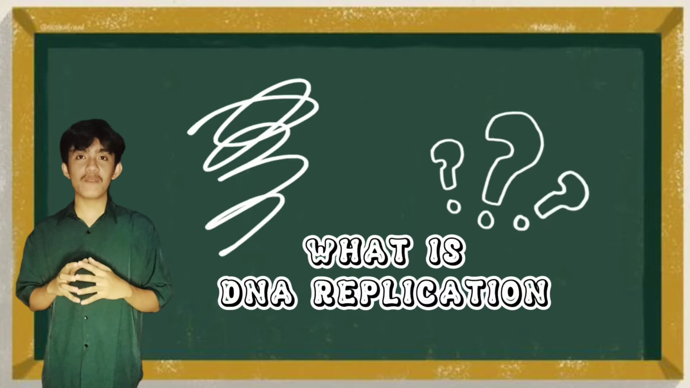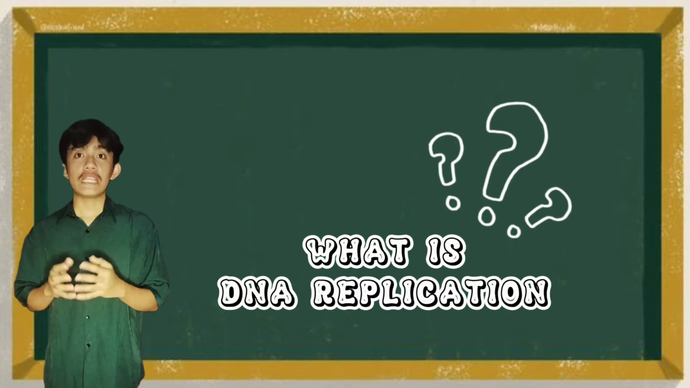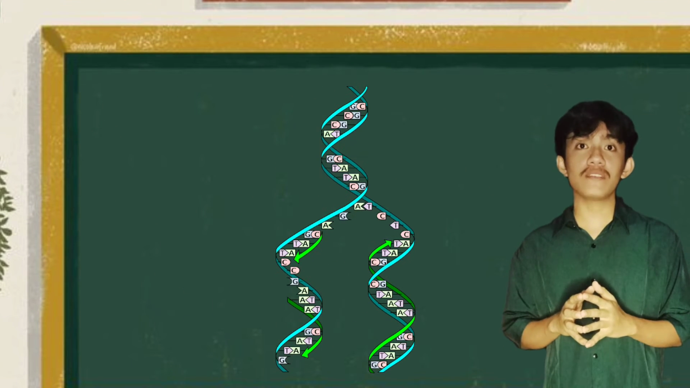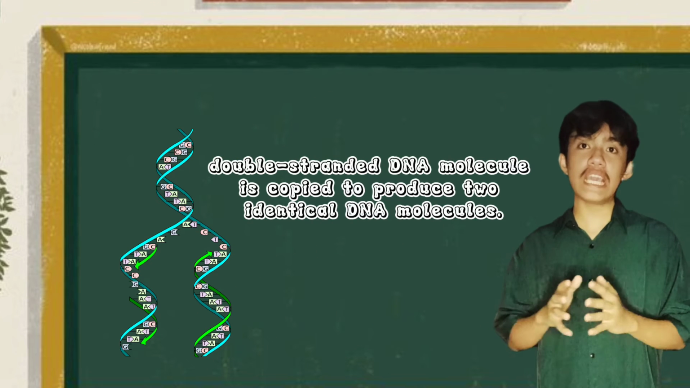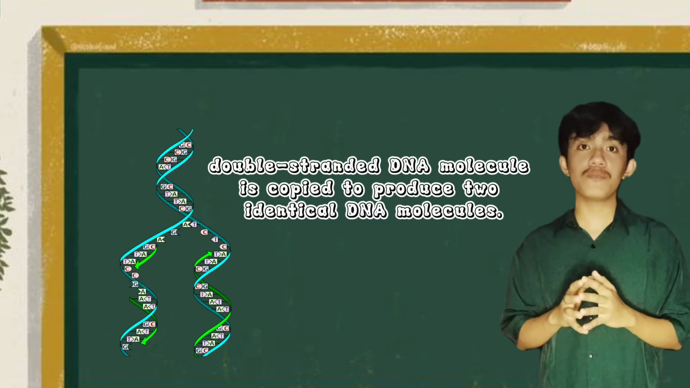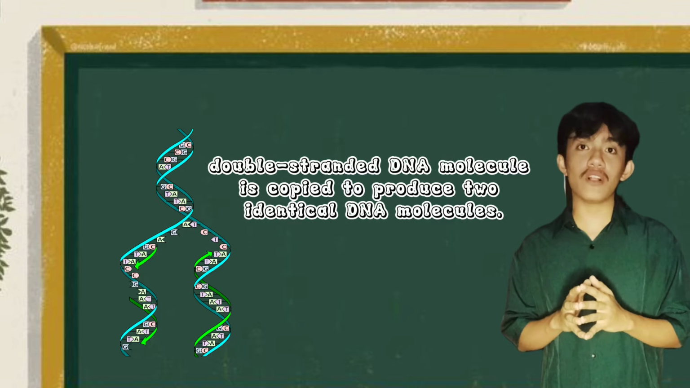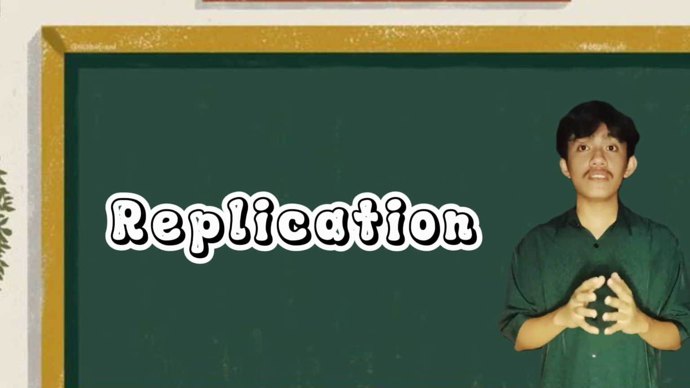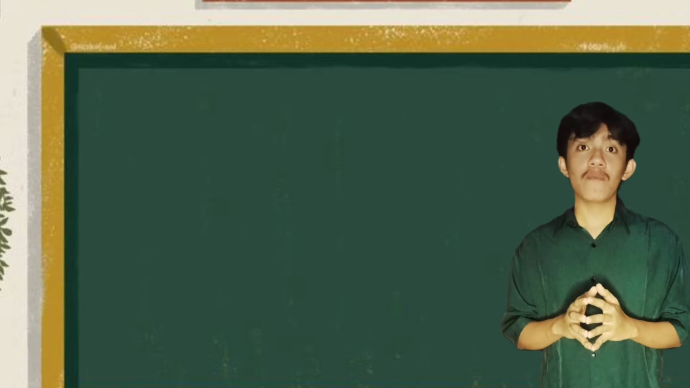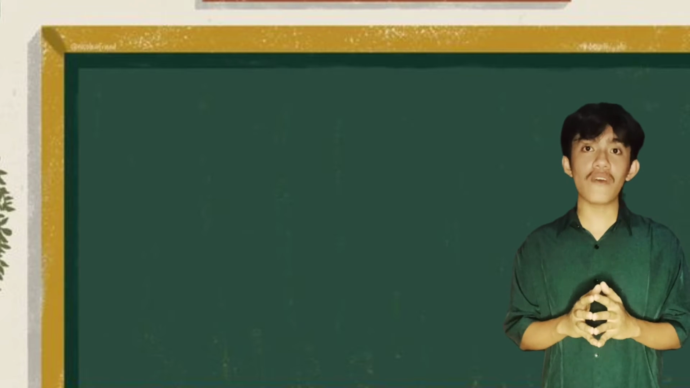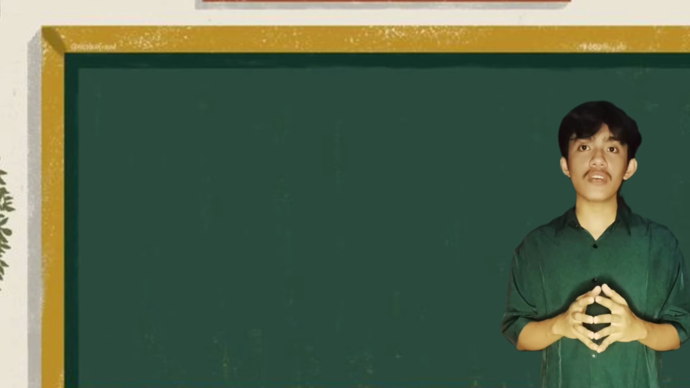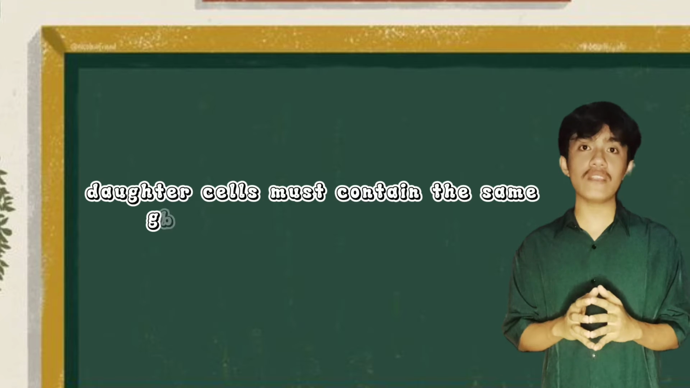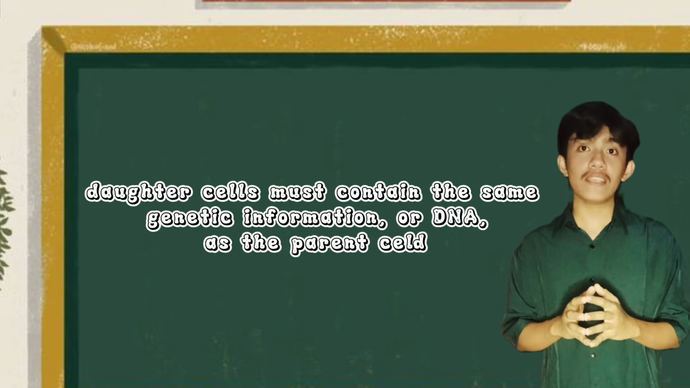So what is DNA replication totally about? DNA replication is the process by which a double-stranded DNA molecule is copied to produce two identical DNA molecules. Replication is an essential process because whenever a cell divides, the two new daughter cells must contain the same genetic information, or DNA, as the parent cell.